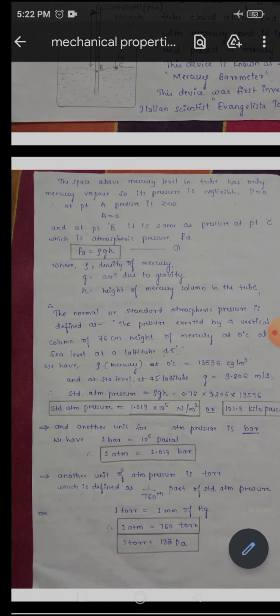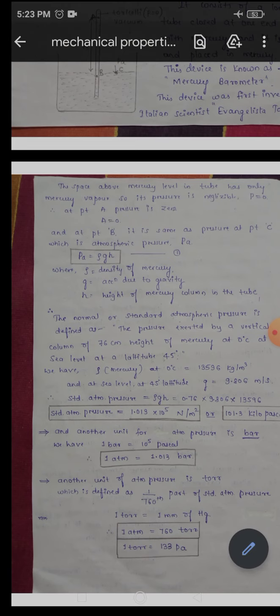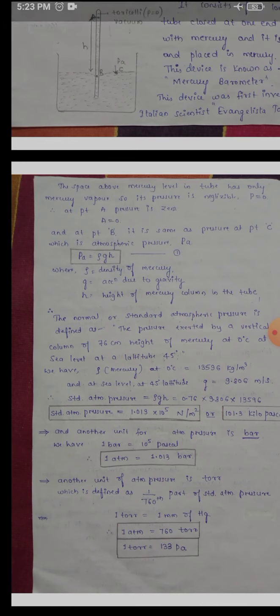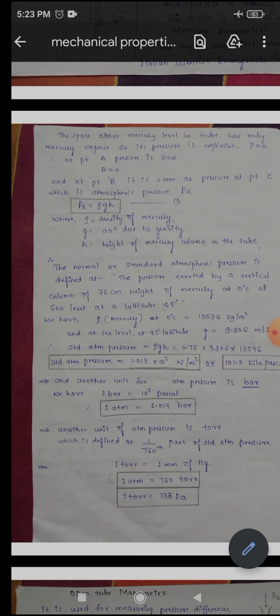That is, standard atmospheric pressure is equal to rho g h, and substituting these three terms, we will get the standard atmospheric pressure equal to 1.013 into 10 raised to 5 Newton per meter square. And in place of Newton per meter square, we can also write pascals. We know that the unit of pressure is Newton per meter square, or we can write Pascal. So in terms of Pascal, we can write 1.013 into 10 raised to 5 pascals.